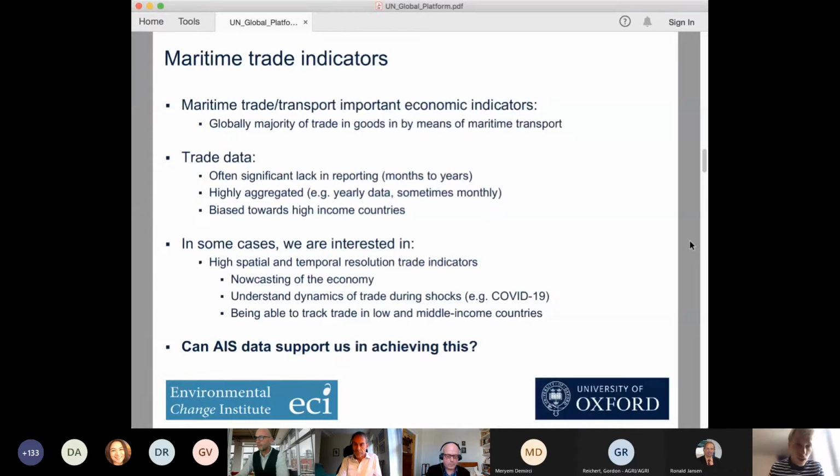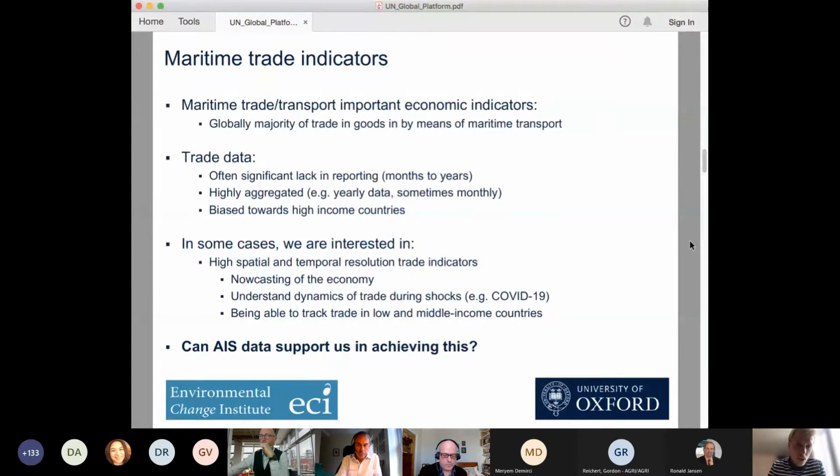So talking about maritime trade indicators, why we think this is important is that maritime trade or transport is an important economic indicator, and needless to say, maritime trade contributes to the majority of trade in goods globally. And usually we always tend to look at official trade statistics, such as those provided by the UN, which have a few drawbacks. First of all, there's often a significant lag in reporting, sometimes months to years. It's highly aggregated data, yearly data, sometimes monthly, and it tends to be biased toward high-income countries, where we do not always know what is going on in lower-income countries or small islands.